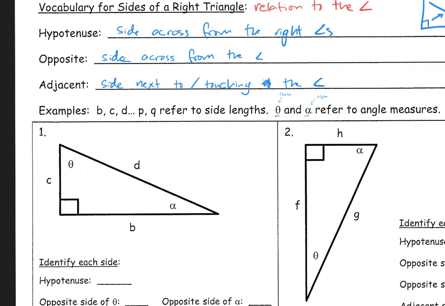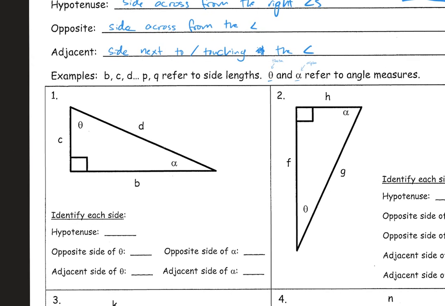So when I'm trying to identify things, I'm going to identify them in relation to the angle that I'm looking at. The hypotenuse will always stay the same. That's going to be D. But pay attention to the instructions. I want the side opposite of theta. Well, opposite of theta is B. And the side adjacent to theta, well, that's C.